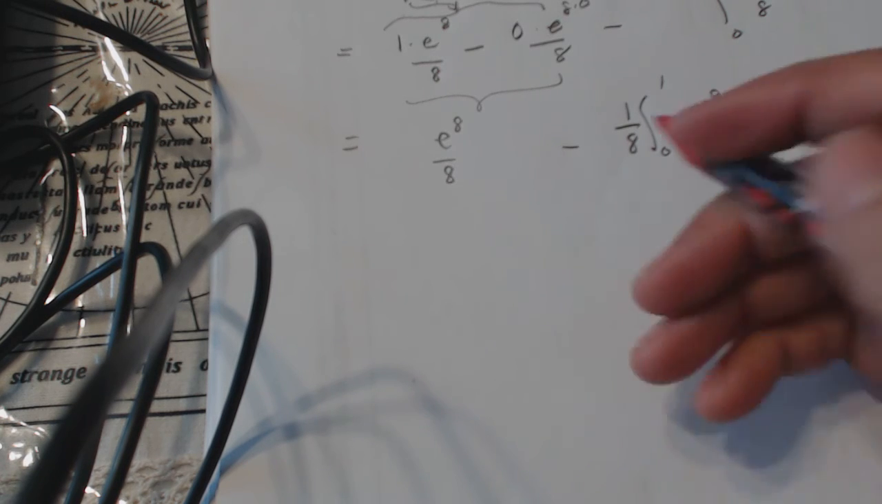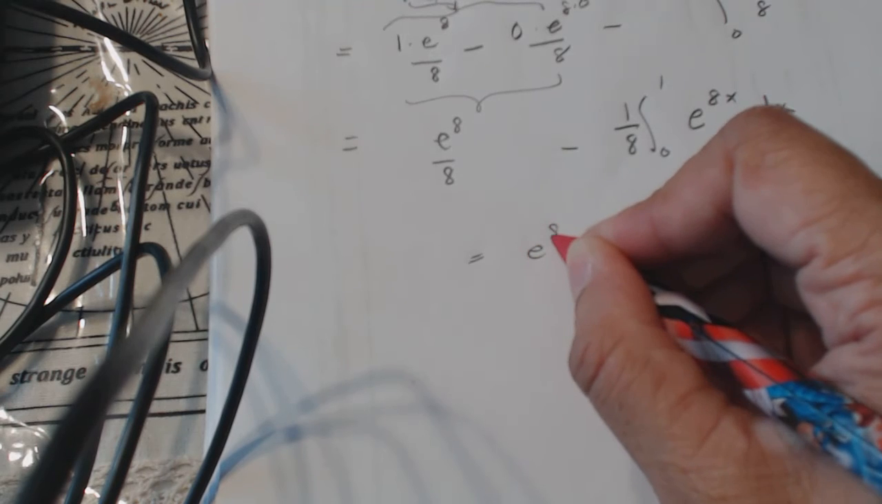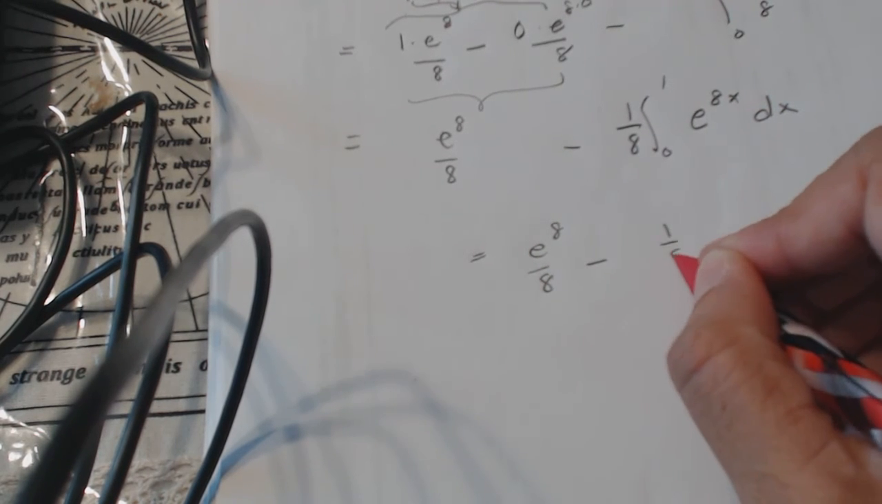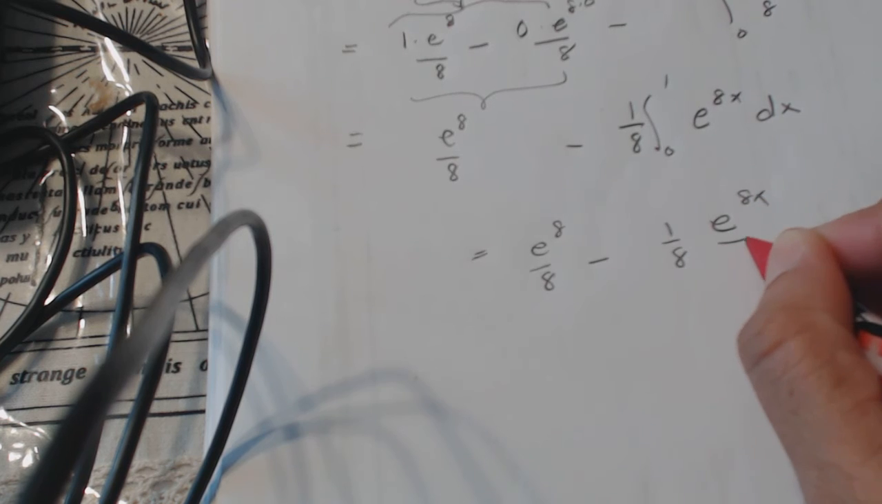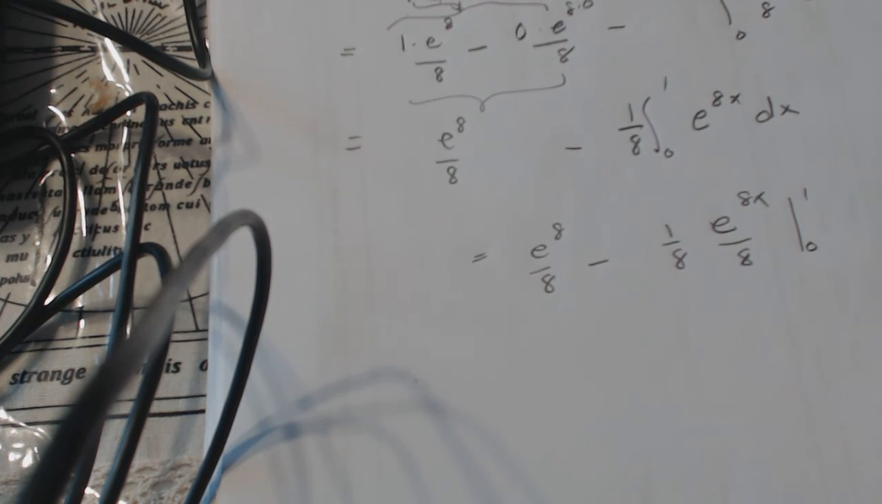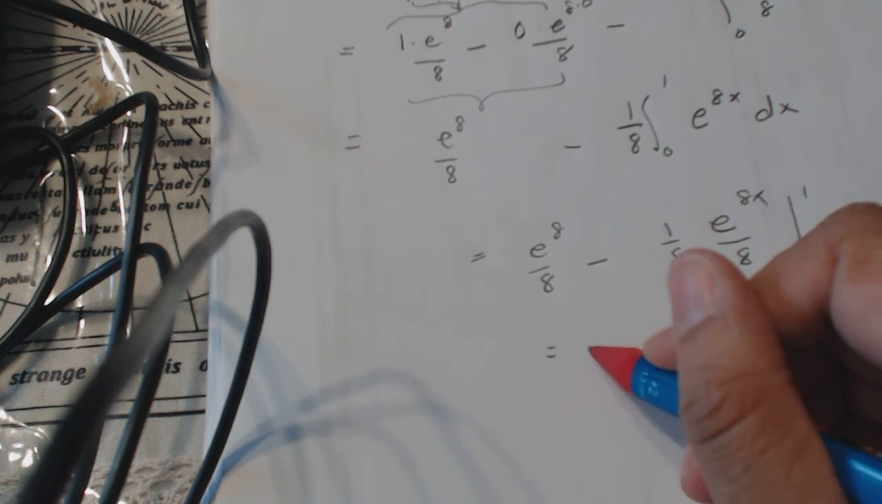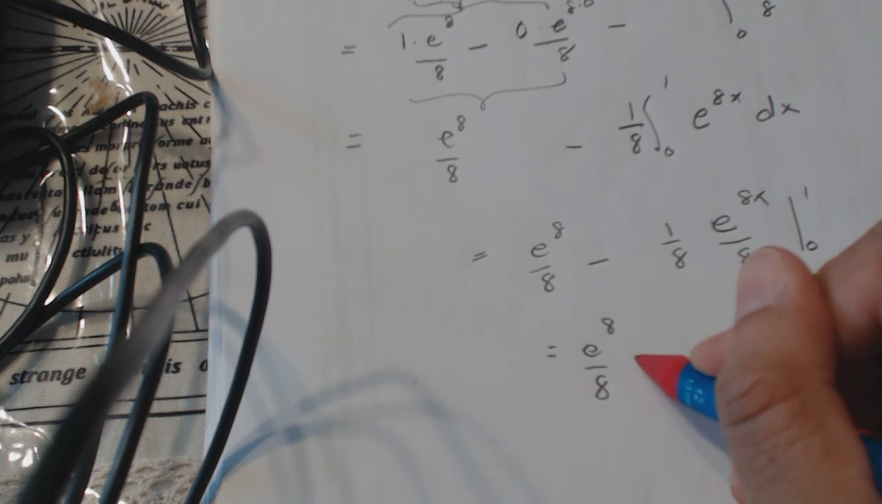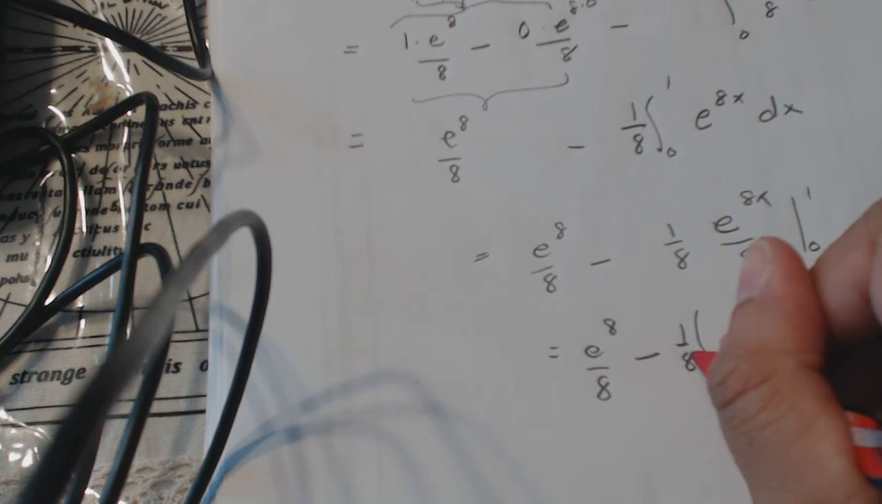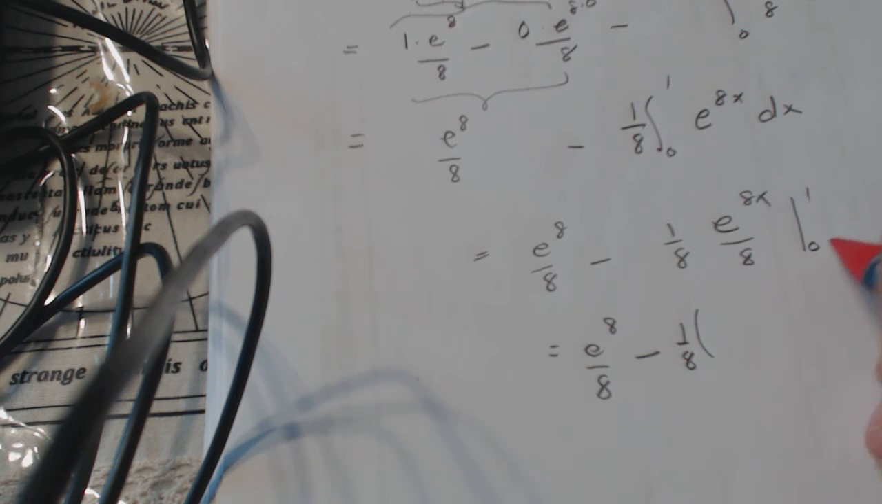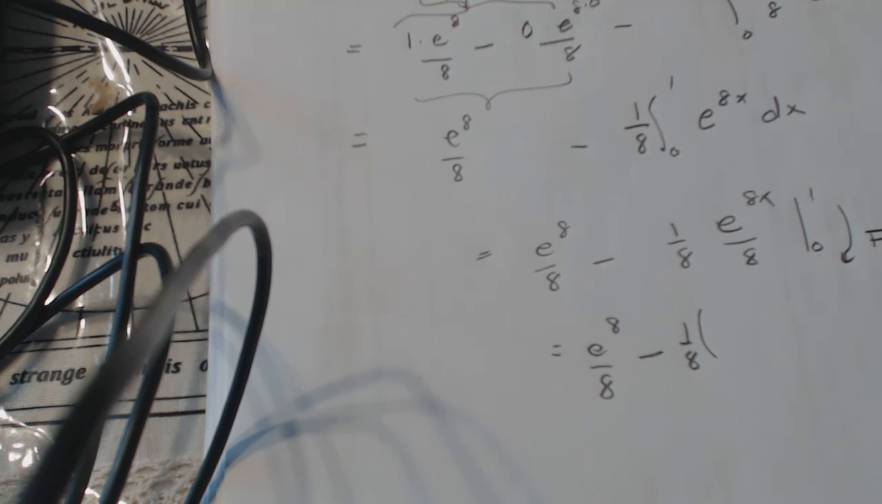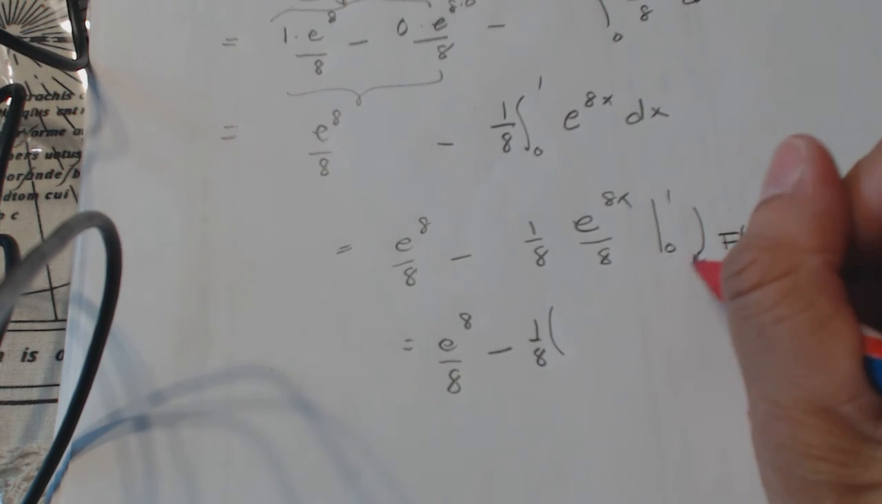And now I really have this left, which is e to the 8 over 8 minus 1/8 e to the 8x over 8. Again, I don't want to even think about doing that by substitution right now because I have enough on my mind. So I almost memorized that e to the 8x over 8 is the antiderivative of e to the 8x. And now I'm ready to make some minus sign errors. Evaluate f of b minus f of a.